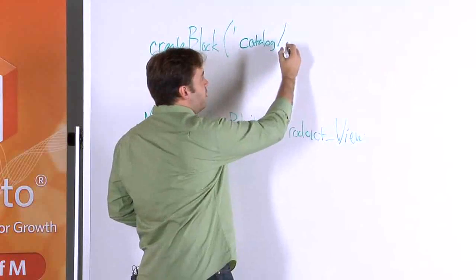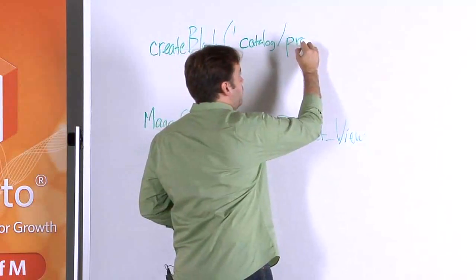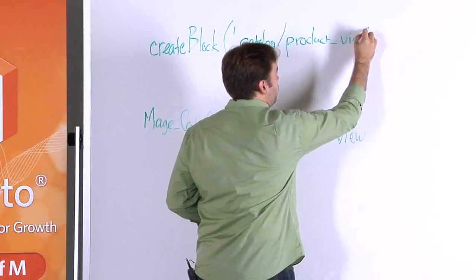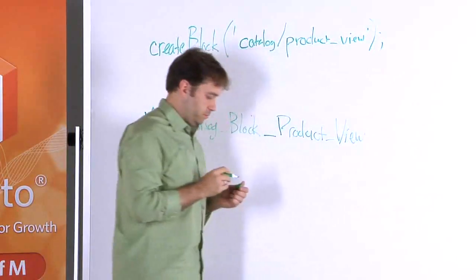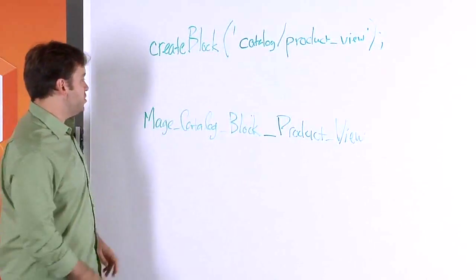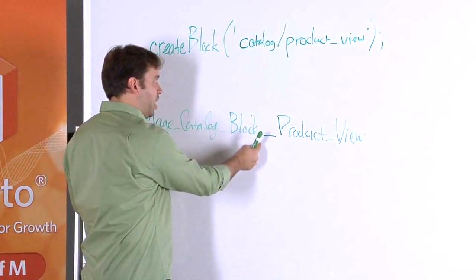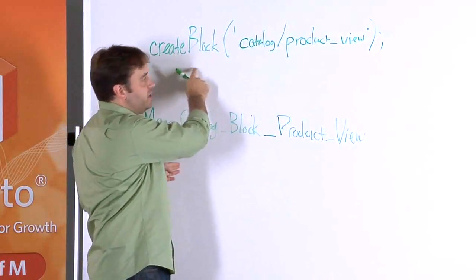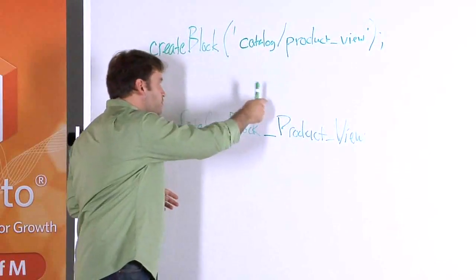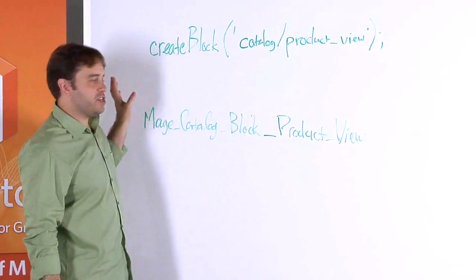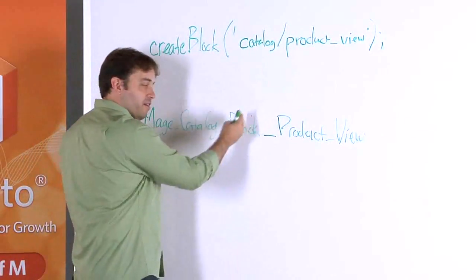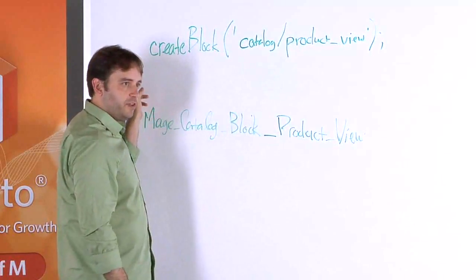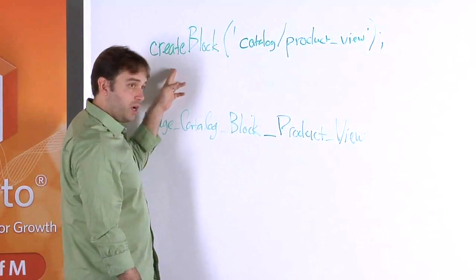So catalog, product underscore view. All right. Now, what you see in the configuration, Mage catalog block, that is really aliased here. So what the factory method does is it takes this, looks into configuration. If you have your configuration set up correctly, we'll find this, and that's under config global blocks.